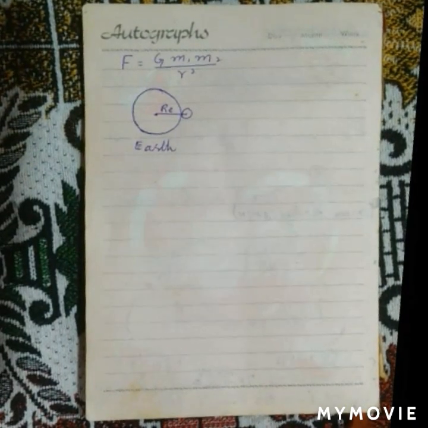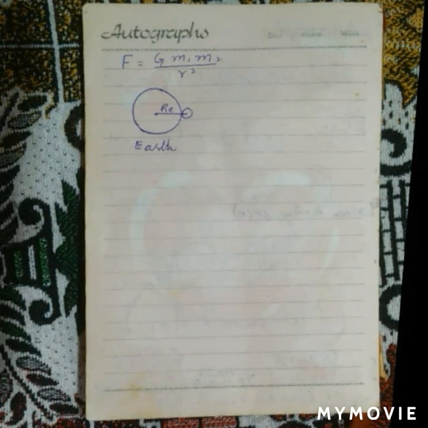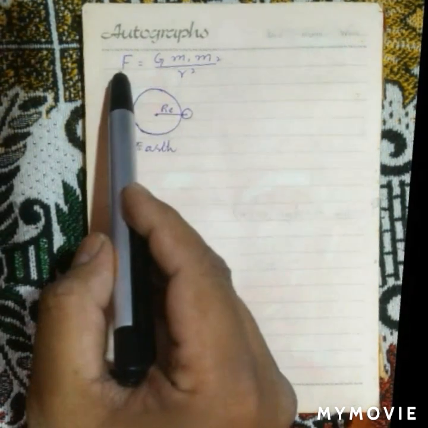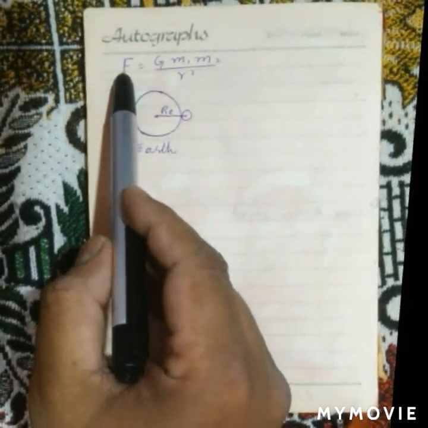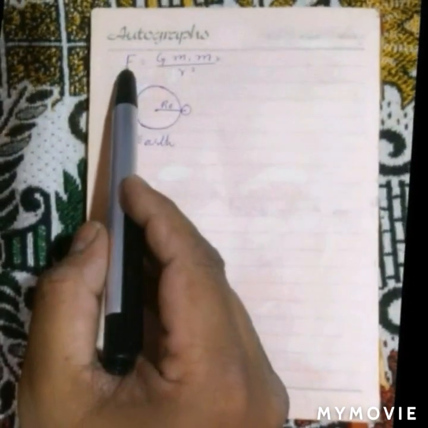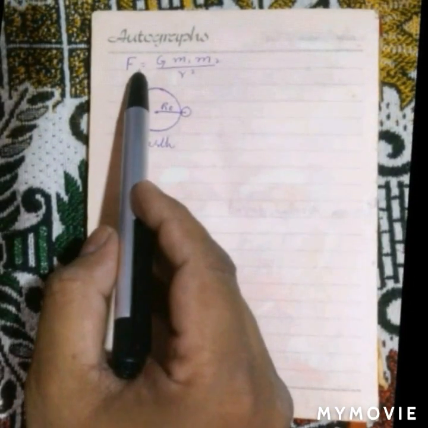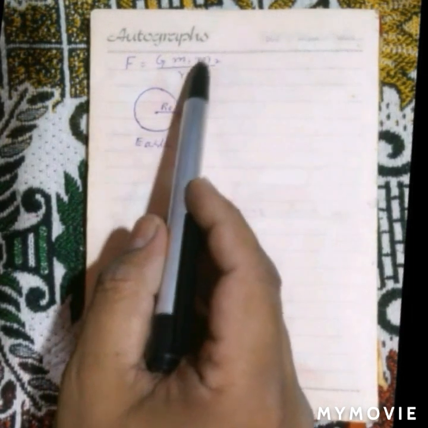Assalamu alaikum. Today I am going to explain how we can find the mass of Earth using Newton's law of gravitation. We know that according to Newton's law of gravitation, the force of attraction between two objects is F, and its value is G m1 m2 upon r squared.